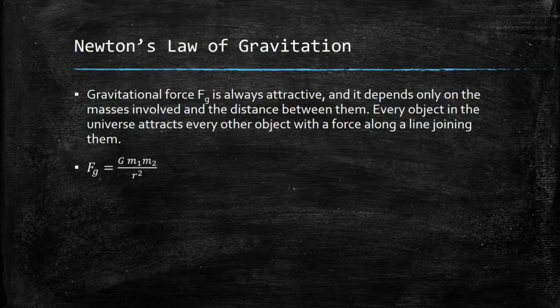Newton's law of gravitation. This principle was defined by Newton with a simple formula, that is, the gravitational force or the force of attraction between any two bodies is directly proportional to the product of the two masses and inversely proportional to the square of the distance between the two masses. When we say distance between the two masses, it is the distance from the center of mass 1 to the center of mass 2.